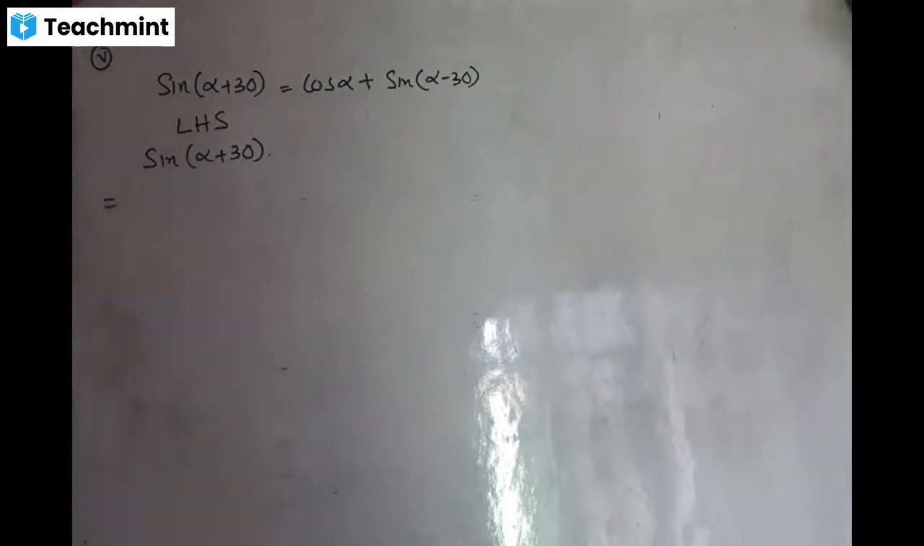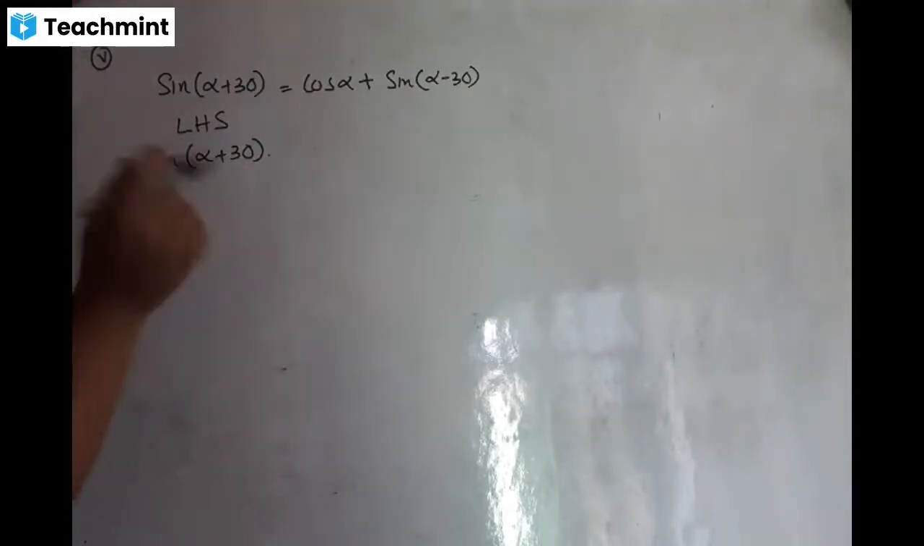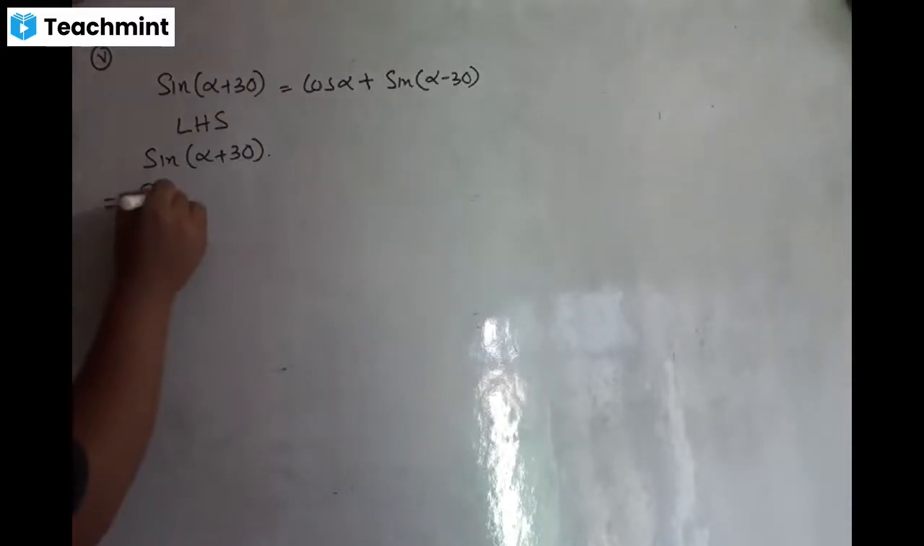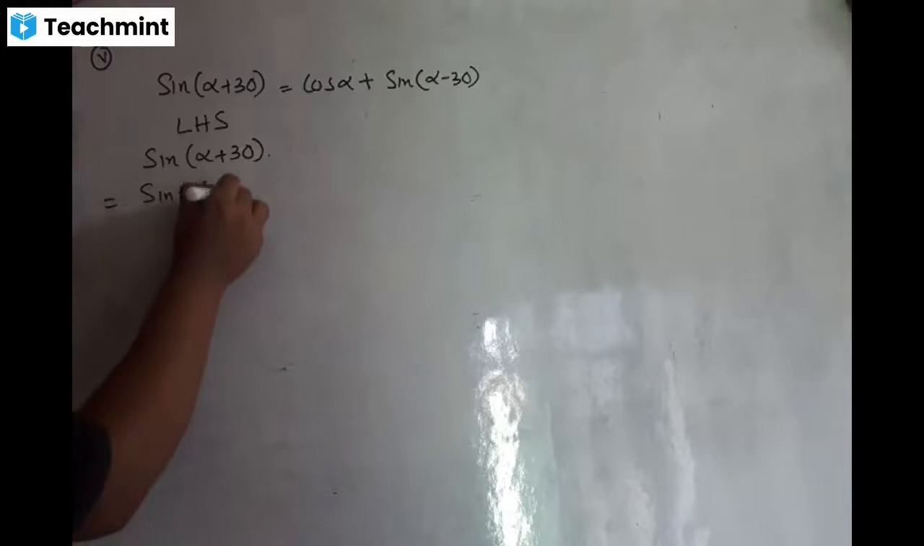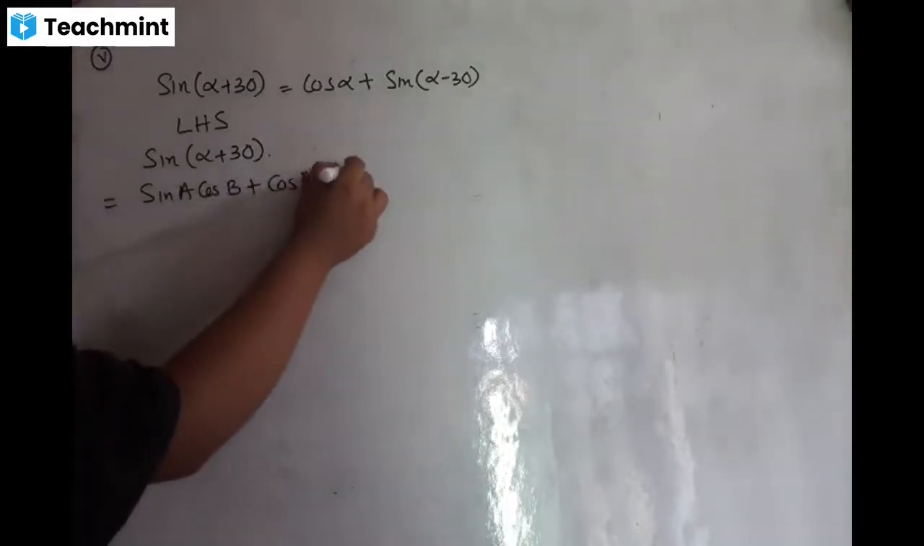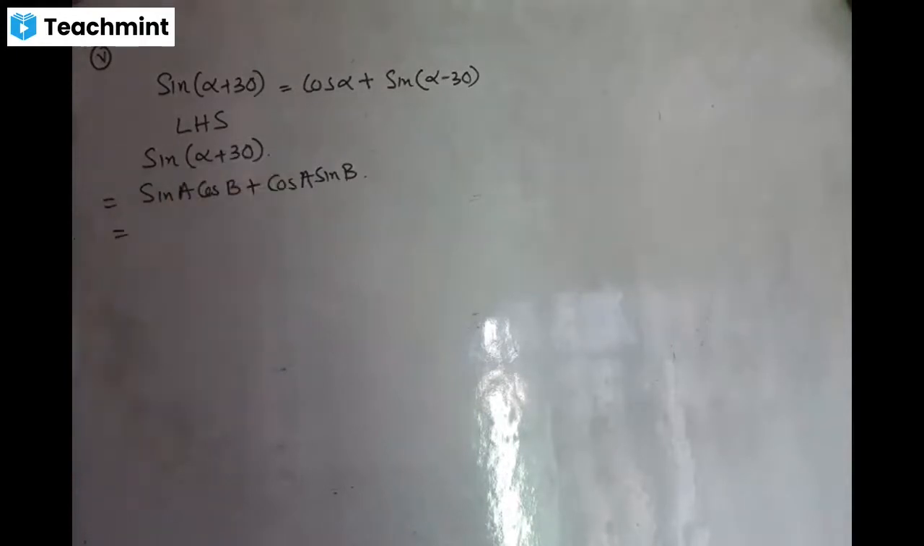Right, now I told you what was the formula? Anyone? Sine A plus B, whenever there is sine, the ratios are arranged in an alternate fashion. Please keep that in mind. So it's going to be sine A cos B plus cos A sine B. The reason why I'm writing the formulas is so that you get used to it. But when you do it, you need not write. Is that clear? Directly I will write.